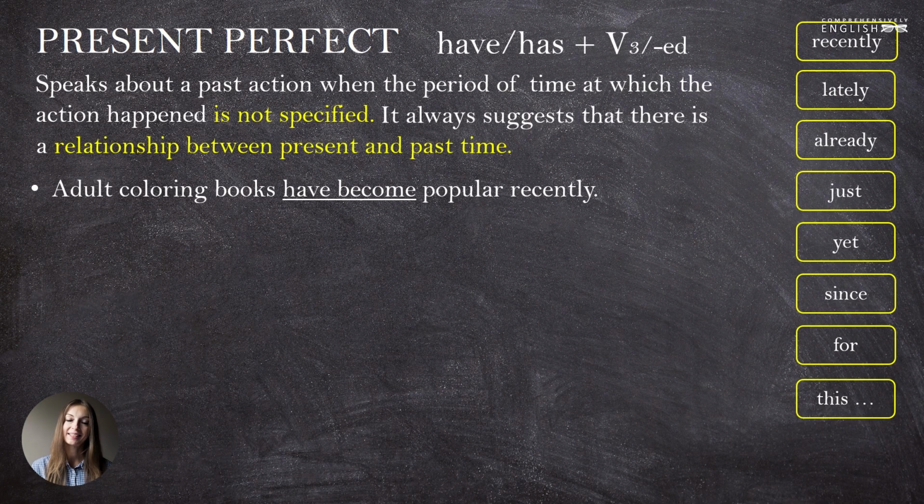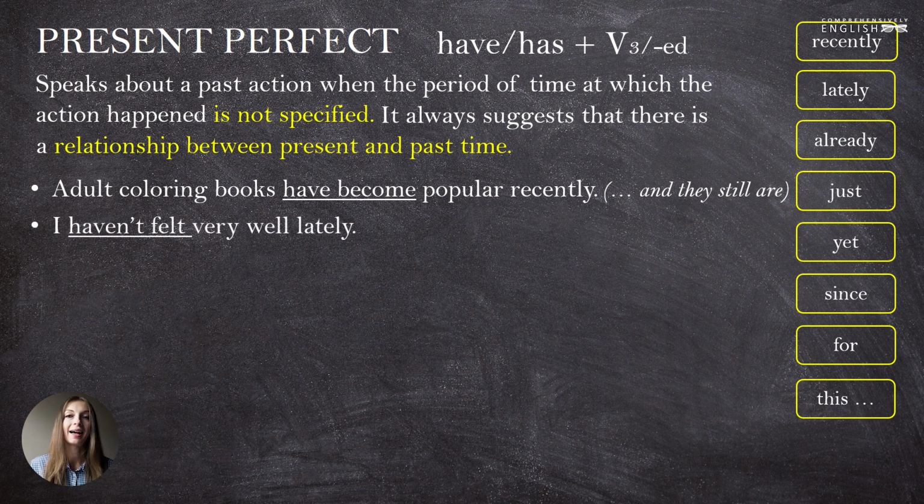What does the sentence tell us? It tells us that adult coloring books have become popular, and they are still popular. They have become popular and they are now. So we see the consequence in the present. The situation that we are talking about is in between the past and the present. Another example, I haven't felt very well lately.